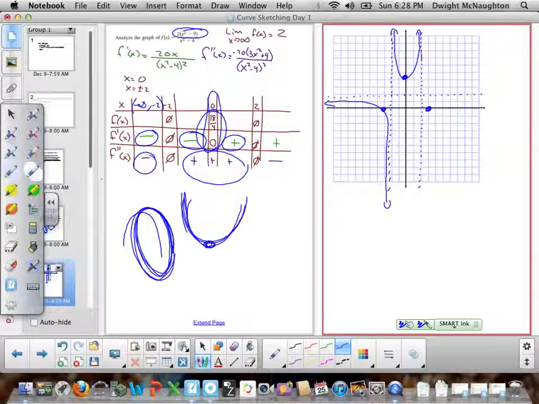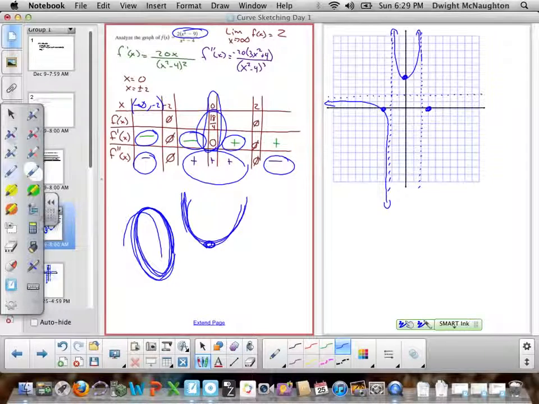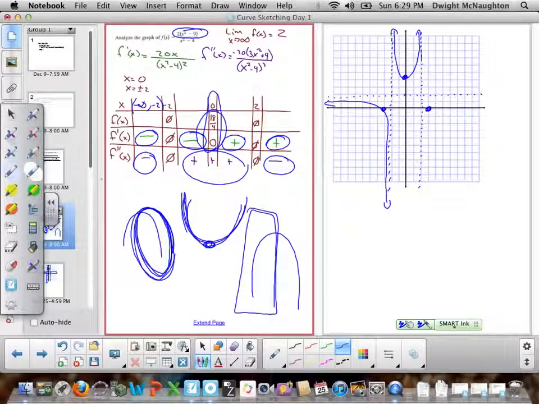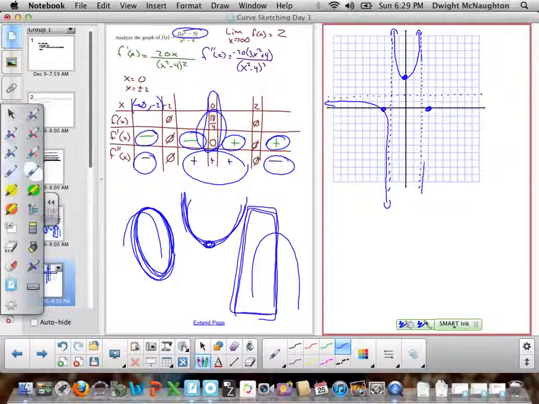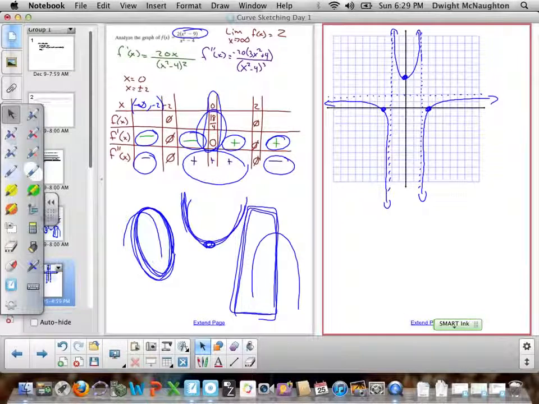Now the last interval, it is concave down like a frown. There's my concave down shape. It is increasing because the first derivative is positive. The concave down part that is increasing is this portion right here. So I need to draw that portion in the last interval, making sure I remember my asymptotes and intercept. And right there, that is my graph.